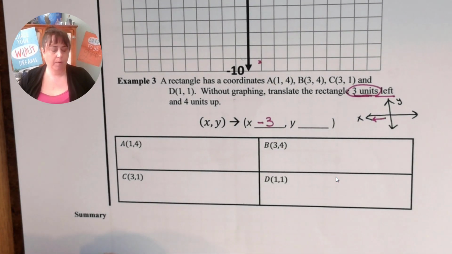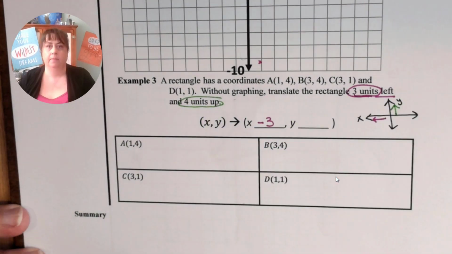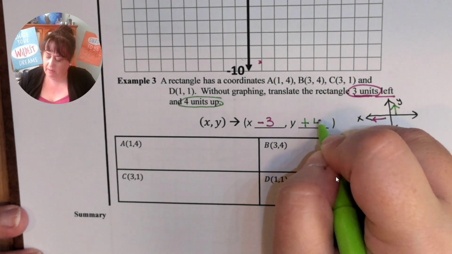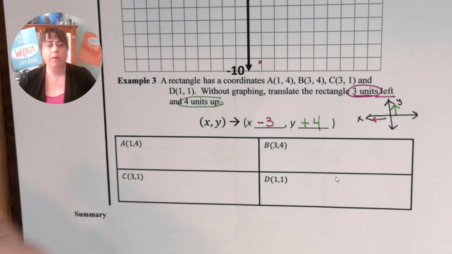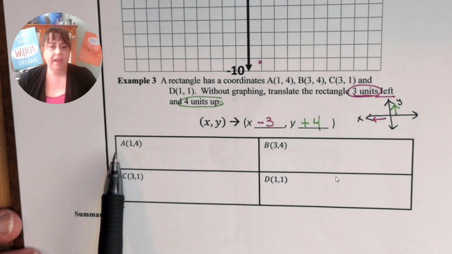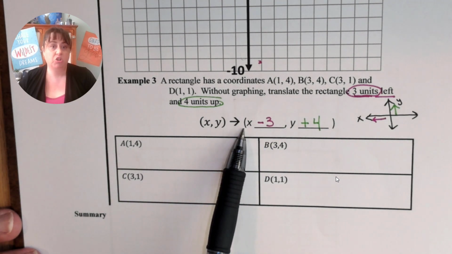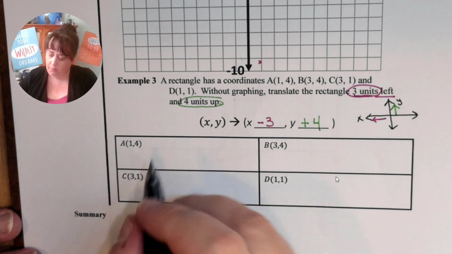And if I am going 4 units up, means I would be adding. How much am I adding? I am adding 4. So right there, we have an equation started for us on how to find these without graphing. So for A, here's our coordinate, 1, 4. If I just did substitution, I would have this problem ready to go.